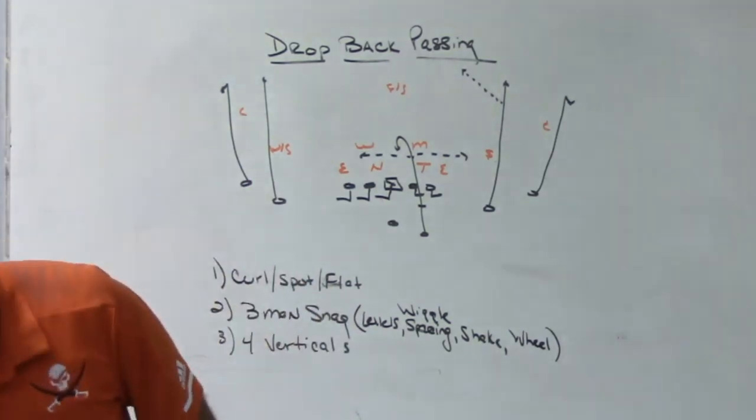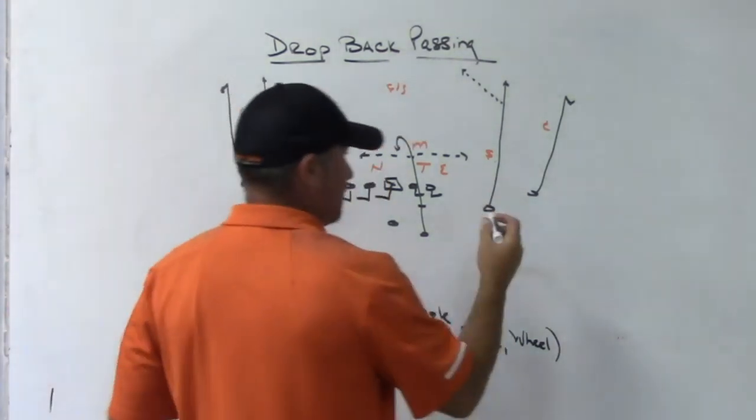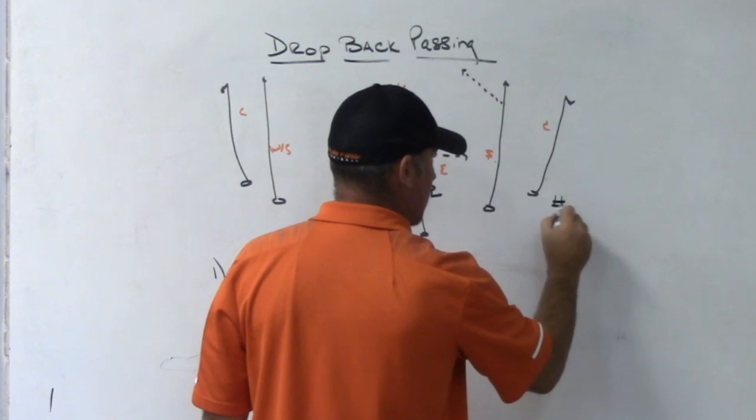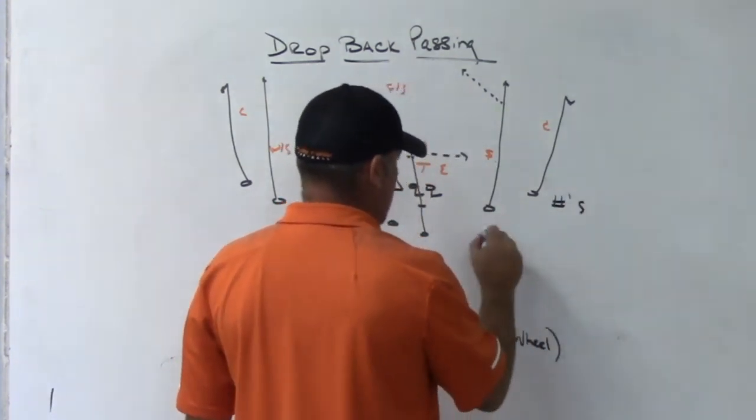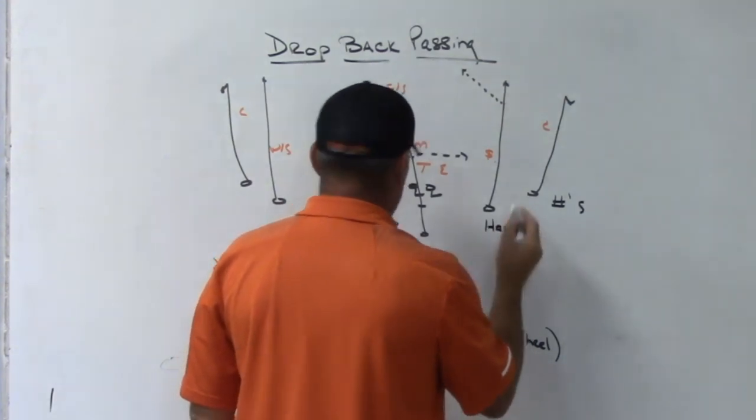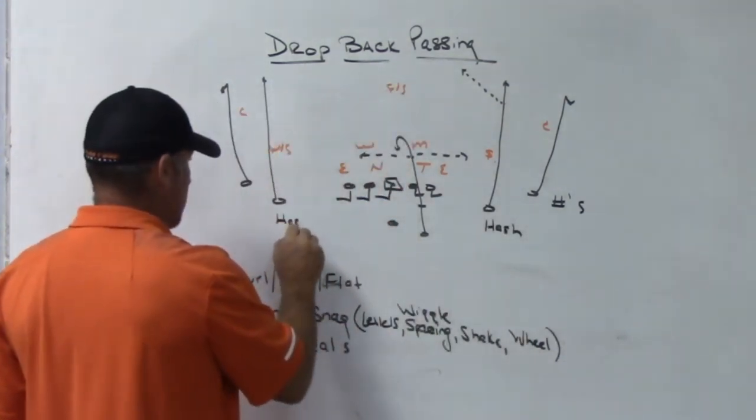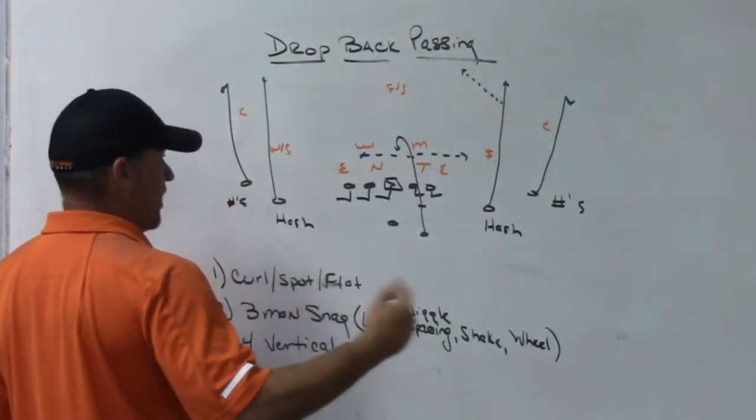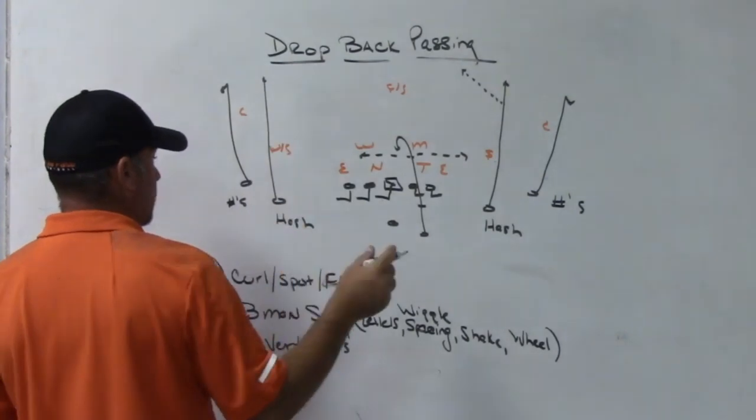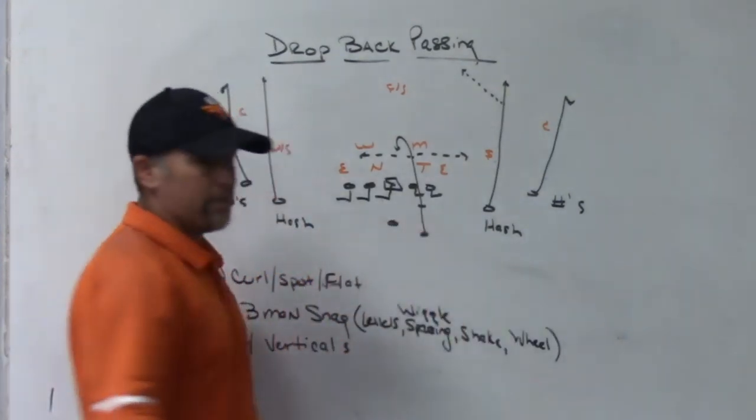One thing we're always going to stress with 4 verticals is the landmarks. So this has got to be outside the numbers. Okay, you have got to get this guy, I think, somewhere either on the hash or just inside the hash. So these guys got to understand where they are on the field and where they have to work to if they have to stem their routes, because 4 verticals is a play that is a landmark-based play.